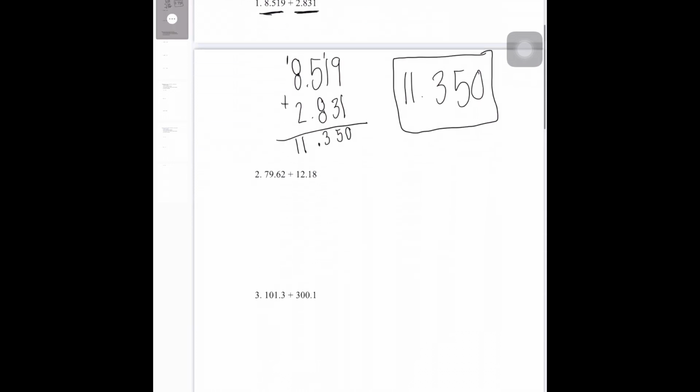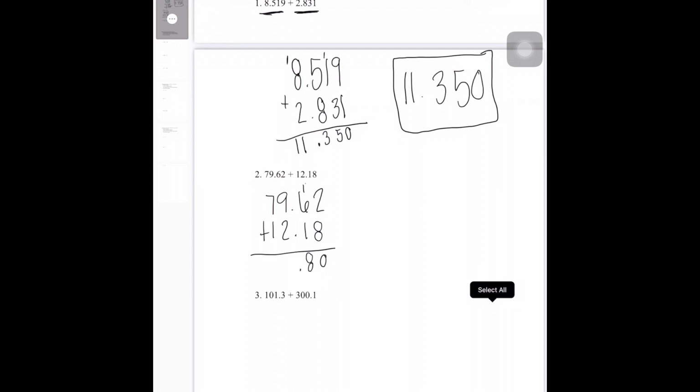Alrighty. So let's move on to the next question. 79 and 62 hundredths plus 12 and 18 hundredths. So you have 8 plus 2, which will be 10. Let's carry up that 1, 6, and then plus 1 is 7, but we got to remember this 1 up here. That's going to be 8.